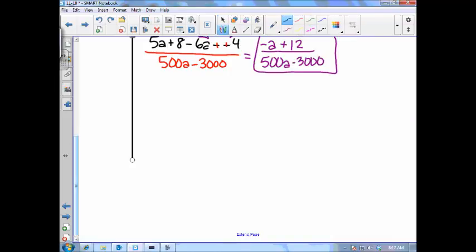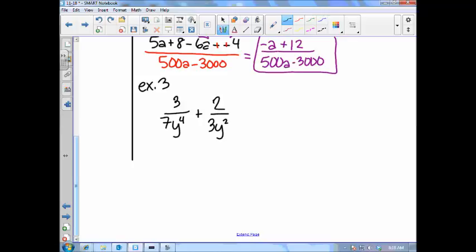Okay, let's try one without a common denominator. Example 3. 3 over 7y to the 4th plus, thanks for catching that, 2 over 3y squared.